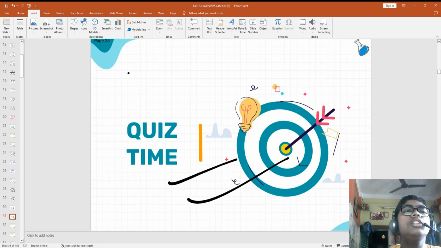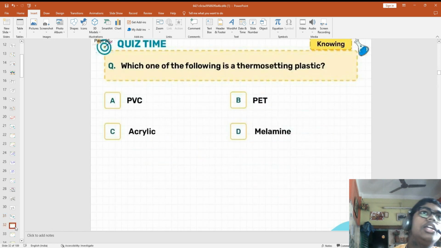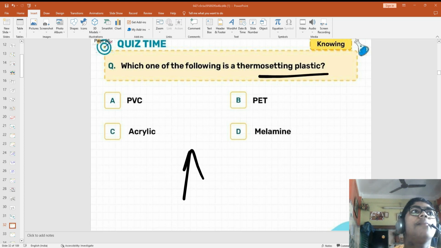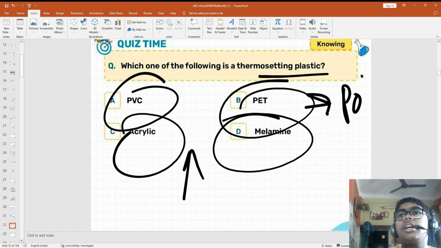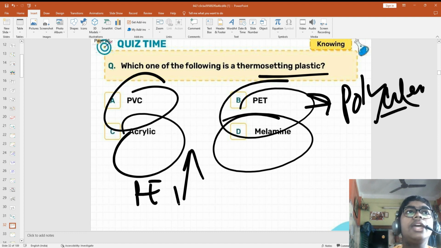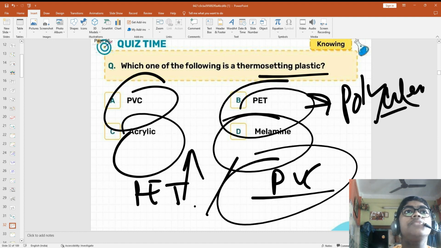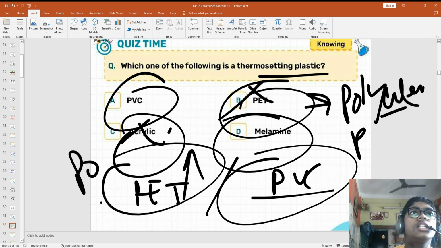Now let's go for a little quiz on these plastics, on the uses that we have learned. Now tell me which one is a thermosetting plastic? PVC, acrylic, PET, melamine. PET is a polyester, guys. Don't get confused between PET and PVC. PVC is polyvinyl chloride type of plastic. PET is a type of polyester. Acrylic is a synthetic fiber. So these two options are cut. Now PVC or melamine, which is a thermosetting plastic? We have just discussed the uses of it.